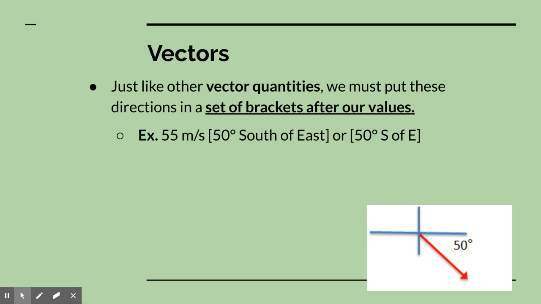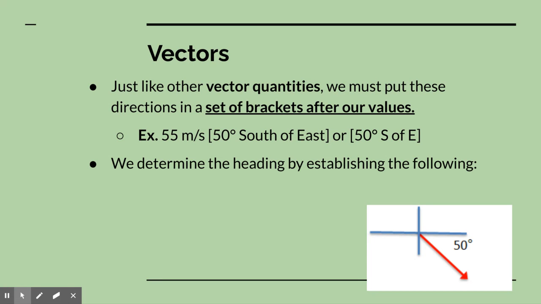So as an example, here's 55 meters per second south of east, where you would have to keep in the bracket. So 50 degrees south of east, where you write out south of east, or you can have it abbreviated like I had in the slide before, where it's S of E. Now, what's important though is the order of your directions, and I'll get to that in just a bit. So we determine the heading by establishing the following.